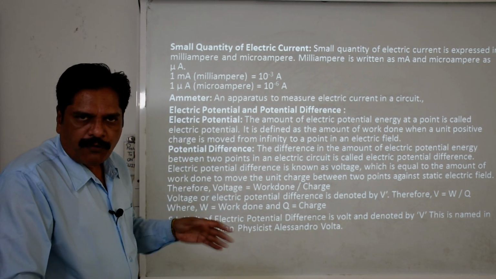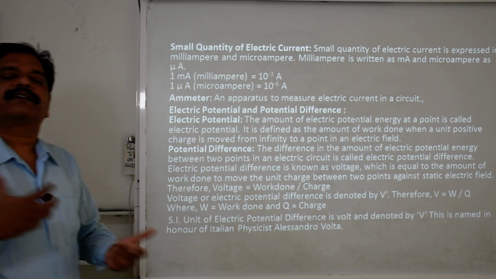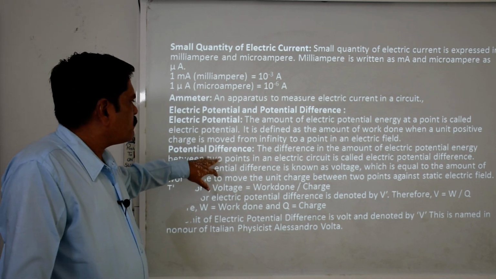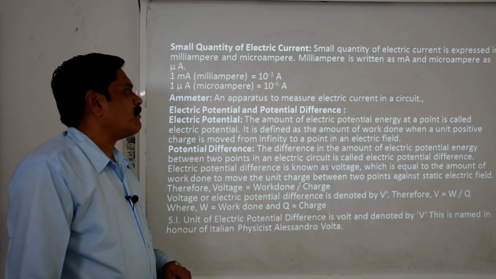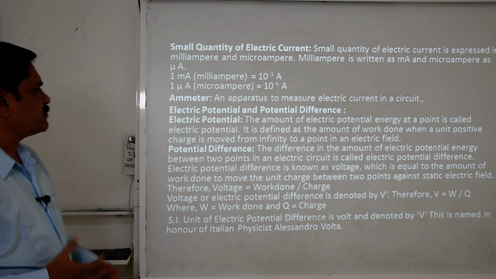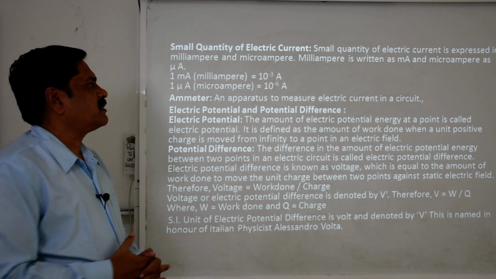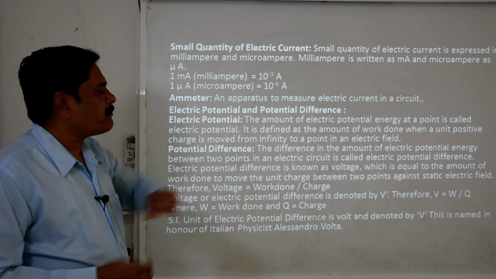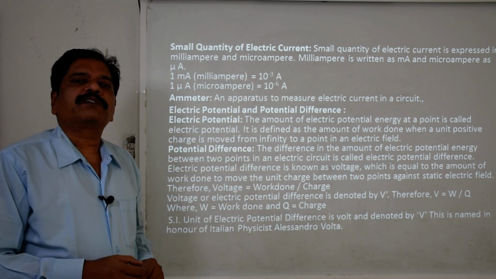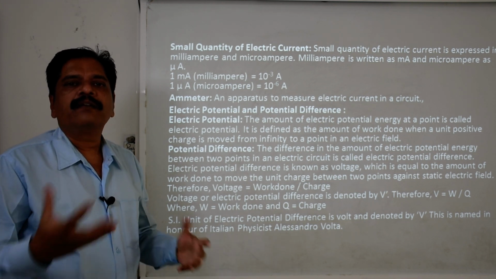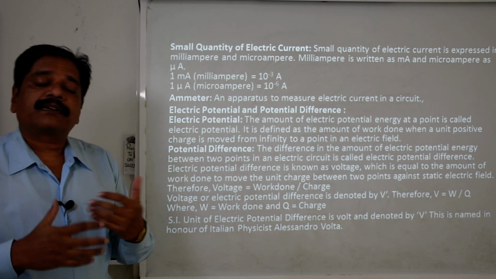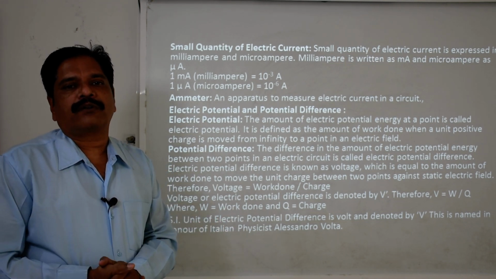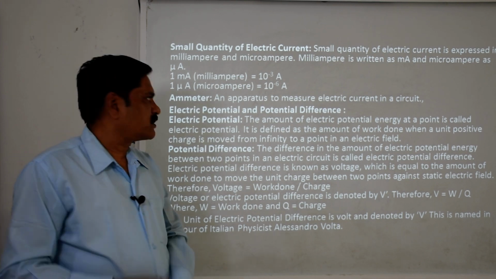Clear? It will either be attracted or repelled. So what force will apply? Now the potential difference. The difference in the amount of electric potential energy between two points in an electric circuit is called the electric potential difference. Remember, potential difference and electric potential. When you talk about the electric potential, you consider one point. And when you talk about the electric potential difference, you have to take two different points in a circuit, in a conductor, right?